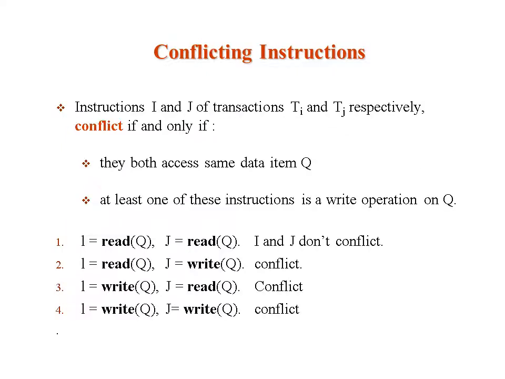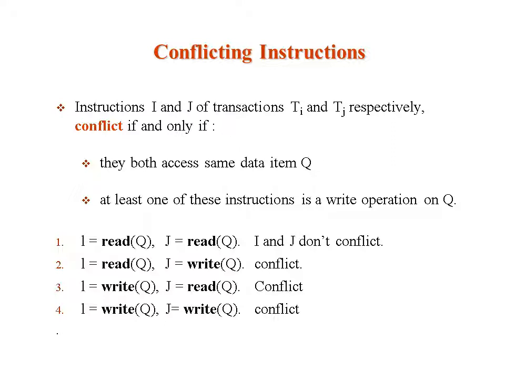So, before going to conflict serializability, we will first deal with what are conflicting instructions. See, let's say there are two transactions Ti and Tj with instructions I and j respectively. We say them to conflict if and only if they are both accessing the same data item Q and at least one of these instructions is a write operation on Q. The list is given here.